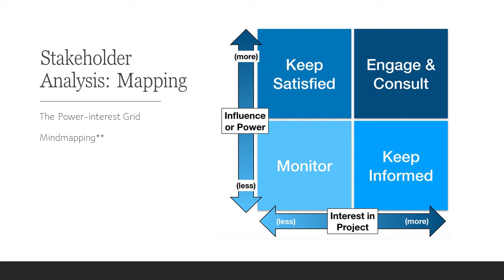High power, high interest. This is the most important. The stakeholders in the upper right corner of the grid are those that you must not only keep satisfied, but also actively engage with in different arenas, including consultation. These are the big dog stakeholders that can and will influence your project on a regular basis. So you have to keep them in mind. This group can include something like funding agencies, upper management, or your customers.